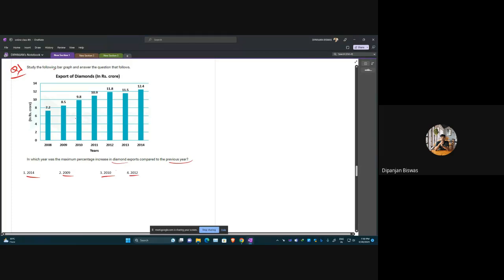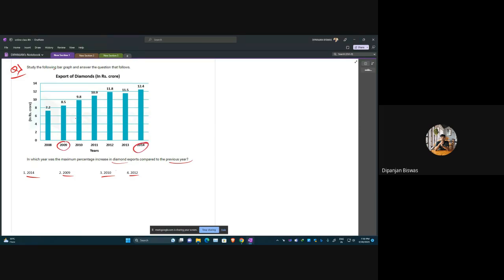Again, the maximum increase from the previous year is being asked. In the options, 2014, that is here, 2009, that is here, 10 and 12 have been given. So to check the percentage increase, you don't have to solve it. I'll tell you a technique to get the answer without solving.